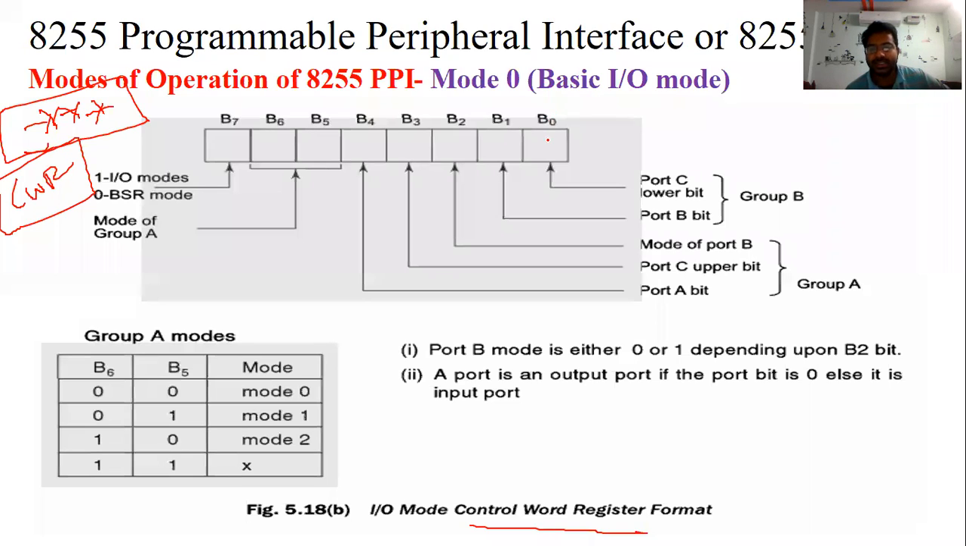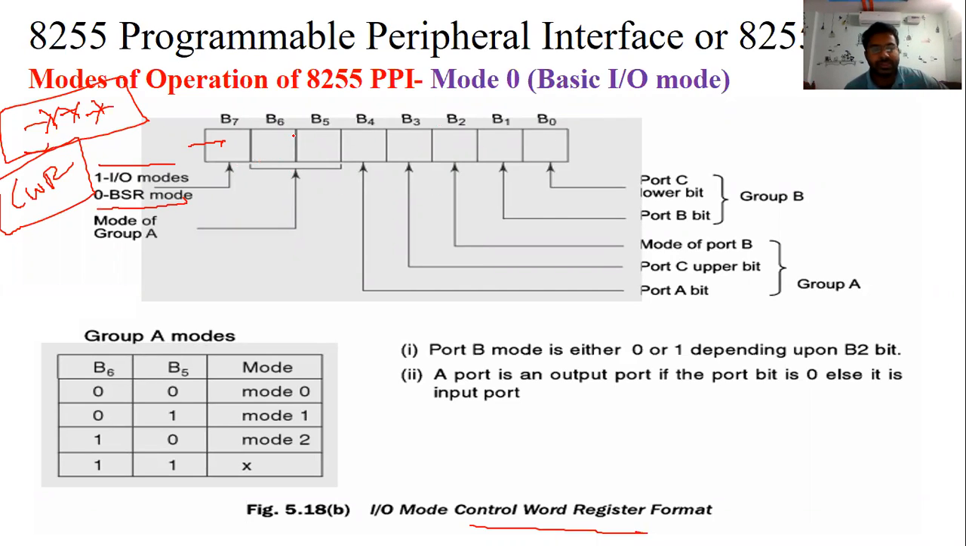Under this 8-bit register, this is bit 1, bit 2, bit 3, and bit 7. So bit 7 is equal to 0, nothing but BSR mode. Otherwise, it is equal to 1, input output mode. Then bit 7 is over. Then what about the remaining bits?